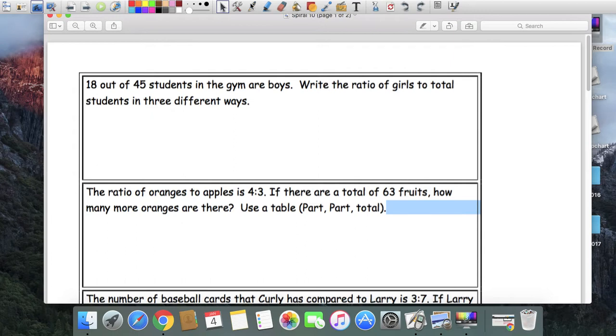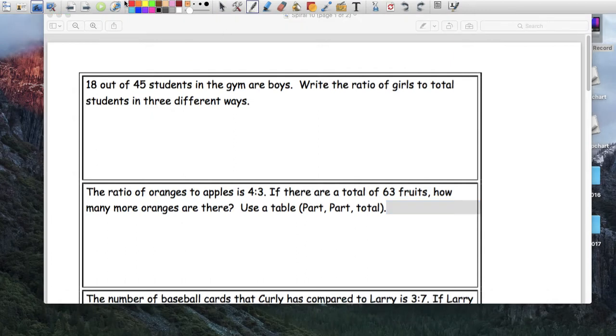So if we have 45 students in the gym, and 18 are boys, obviously the difference is going to be girls. So 45 minus 18: 15 minus 8 is 7, and 3 minus 1 is 2. So 27 are girls.